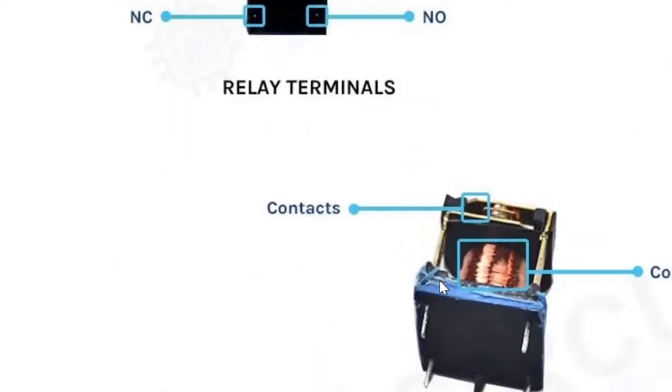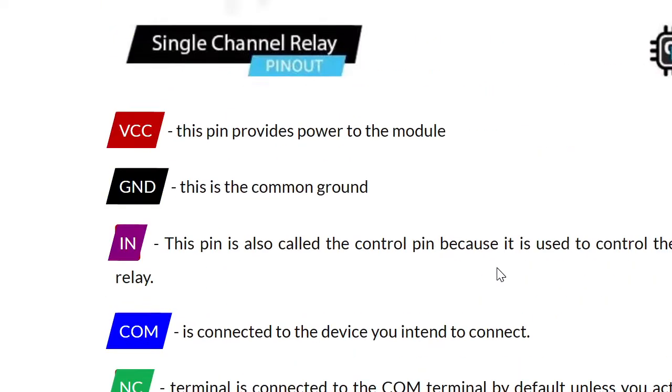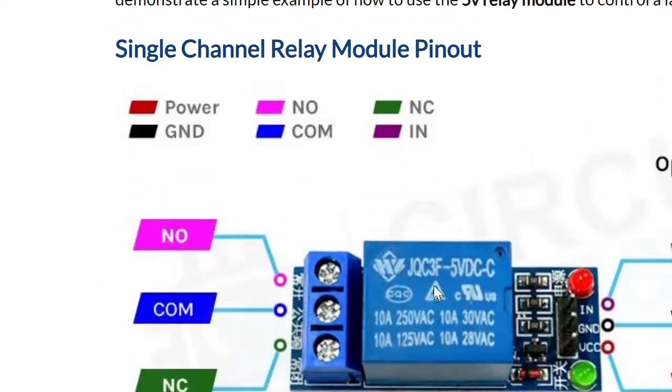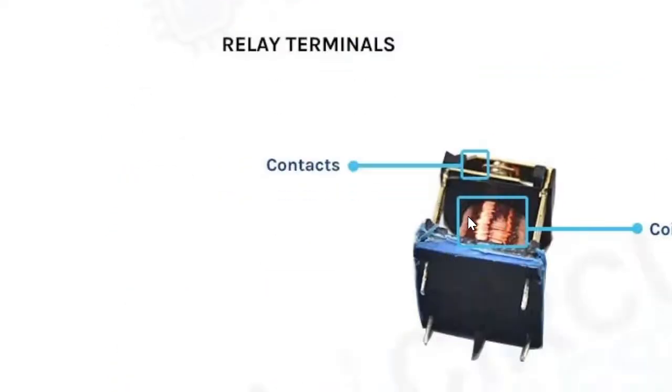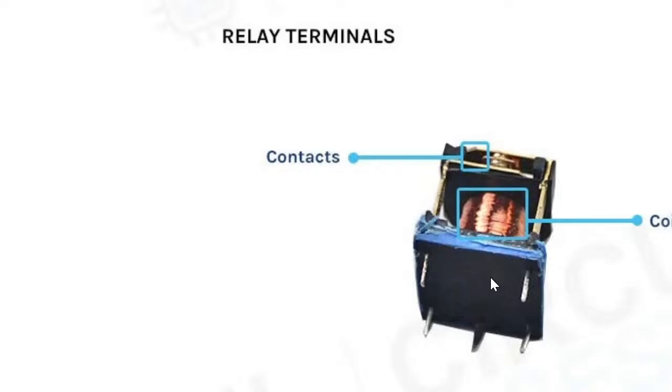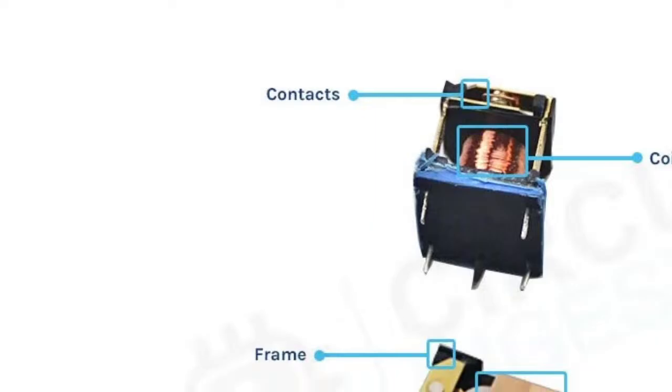Internally, if you remove the outer covering of a relay module, this blue mechanical structure frame, then inside that you will have a coil. This coil has two terminals. You need to apply DC voltage to these coil terminals, and on the top surface you will have an armature. This armature is the movable part.